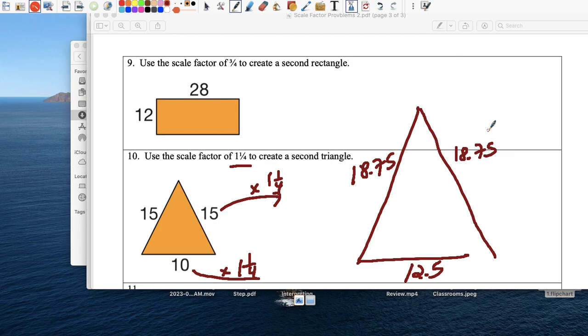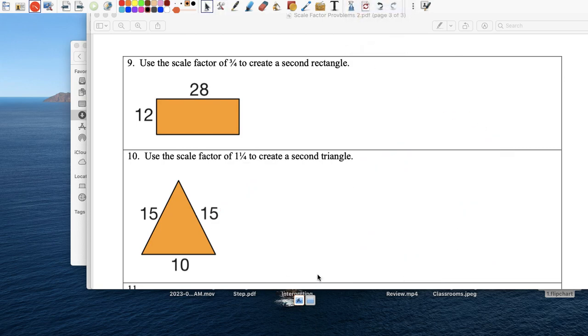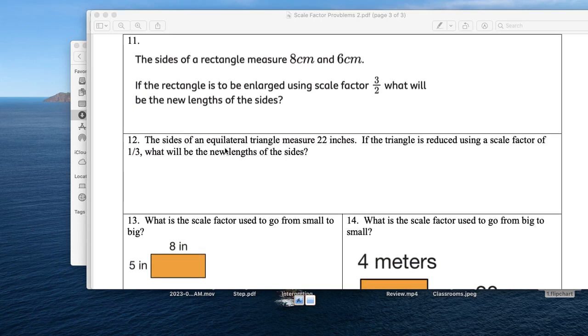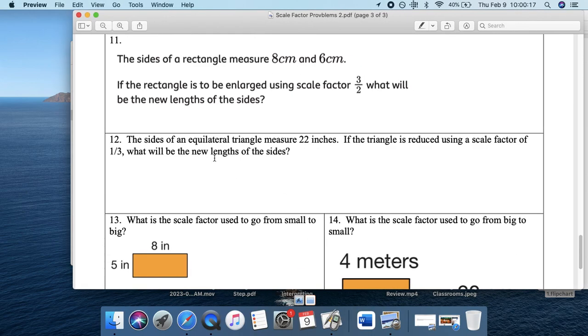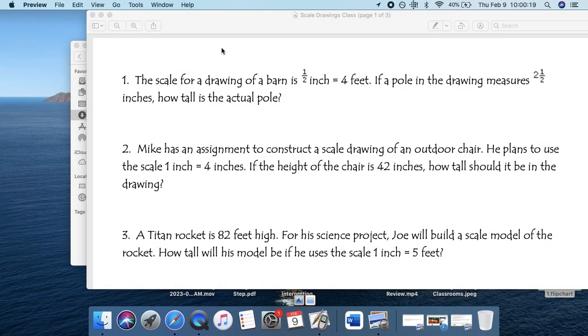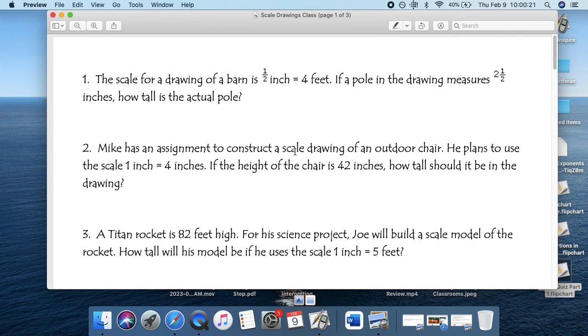And I'm going to stop here because the rest is just repetitive, and I don't think I gave the other sheet to you anyway. All of it is very repetitive. I'll do a few of these.